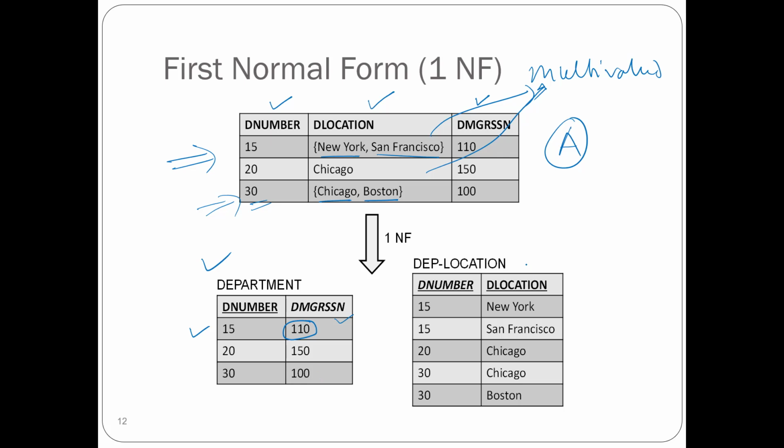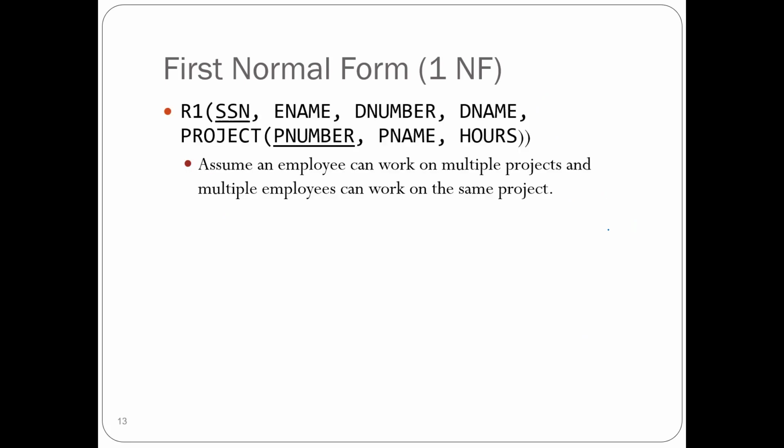Good. And in DP location we have the department number and the location, right? So for 15 we have two entries, one location New York, the other location San Francisco. For 20 there's only one location, which is Chicago. And for the department number 30 there are two locations, Chicago and Boston, right? So I hope the discussion that we had on first normal form is understandable. Okay, well, we have one more example it seems. Let's look at the other example.